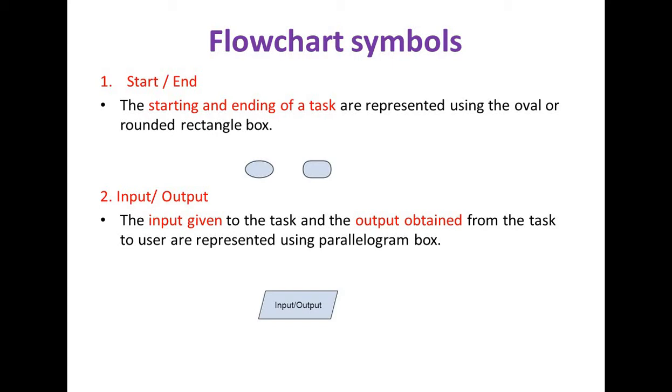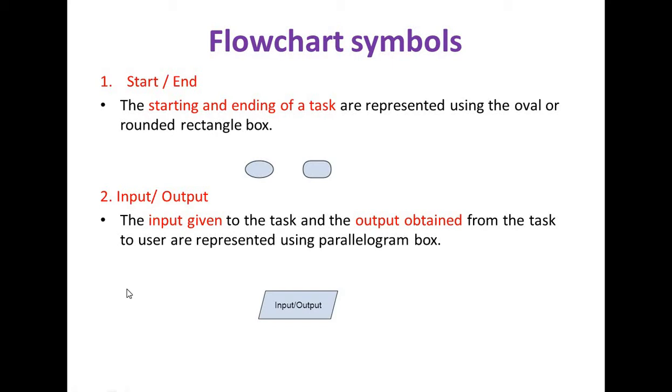The first symbol is the start or end symbol. Whenever we are going to start any particular task, we use one symbol to represent the start, and to represent its termination we use the end symbol, right? The starting and ending of a task are represented using an oval or rounded rectangle box. Here I have denoted this. So an oval or rounded rectangle box is used to represent the start and end of a task.